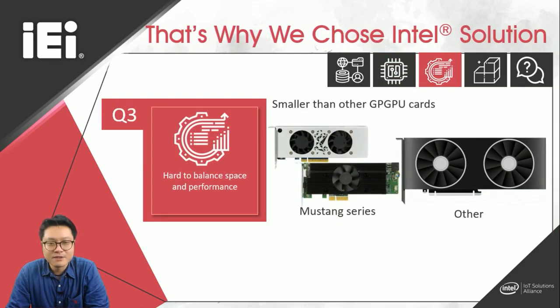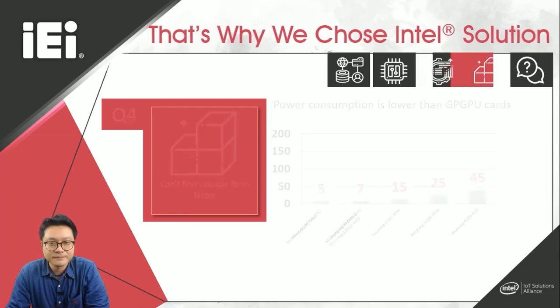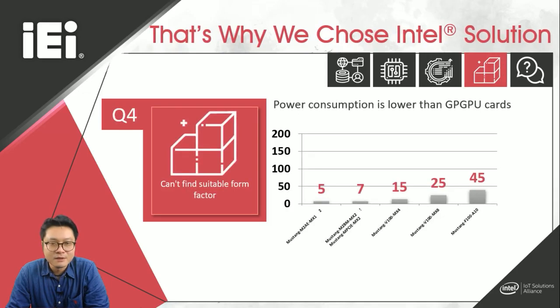In the IEI Mustang series accelerators, the card size is half height, half length, which is much smaller than a general purpose GPU. And that's the reason it's the ideal device for AI inference systems. Power consumption is also a key feature for AI inference systems. Mustang accelerators' power consumption is from 5 watts to 45 watts depending on the different form factor. However, it's still much lower than a general purpose GPU.